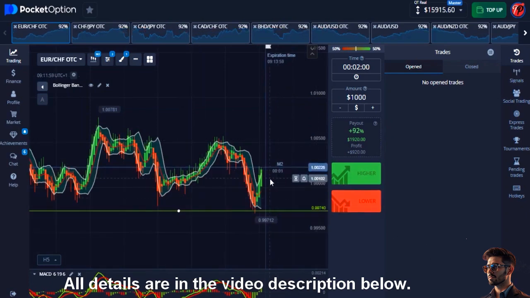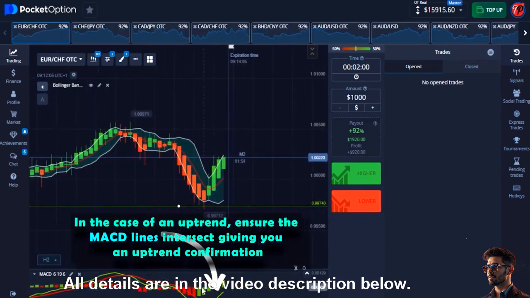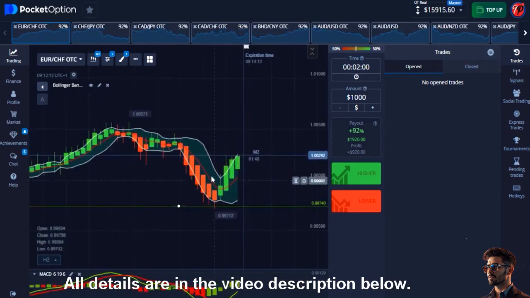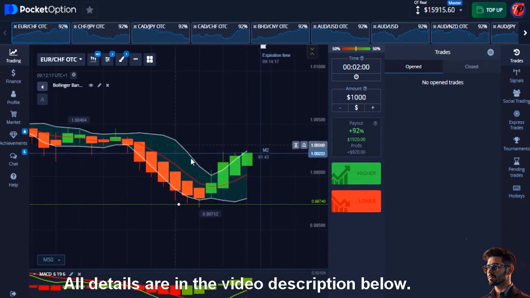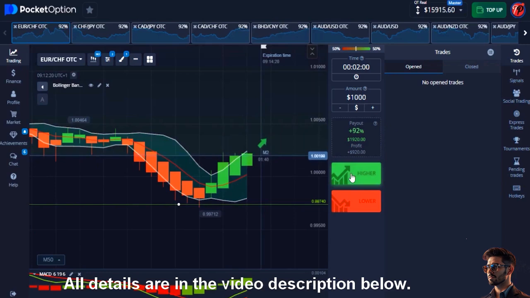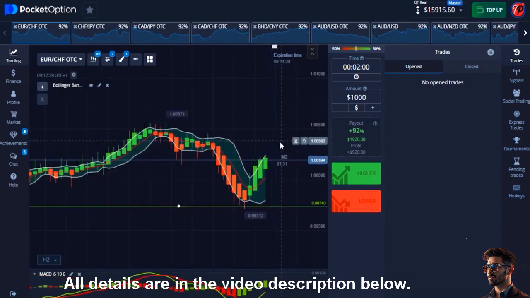After that, confirm your MACD. The both lines are to intersect, and make sure that you're actually below the MACD signal bar here. Make sure that on your Bollinger Band, the candlestick you're placing your trade on is actually above the upper line of the Bollinger Band, if you're going for an up trade. It's very important. And not only that, make sure that the candlestick is very strong and very stable before you enter a trade. A very good one there, guys.